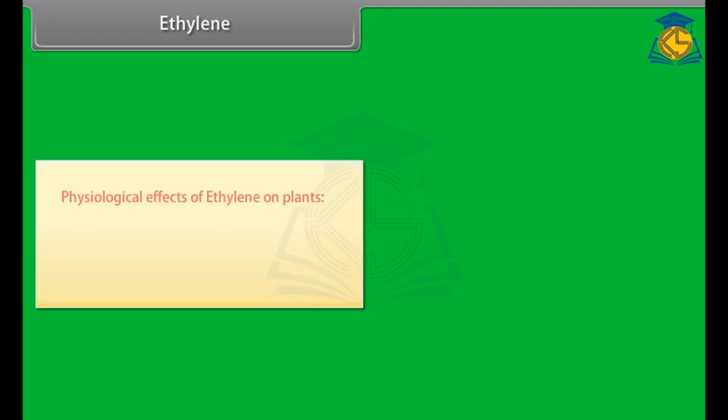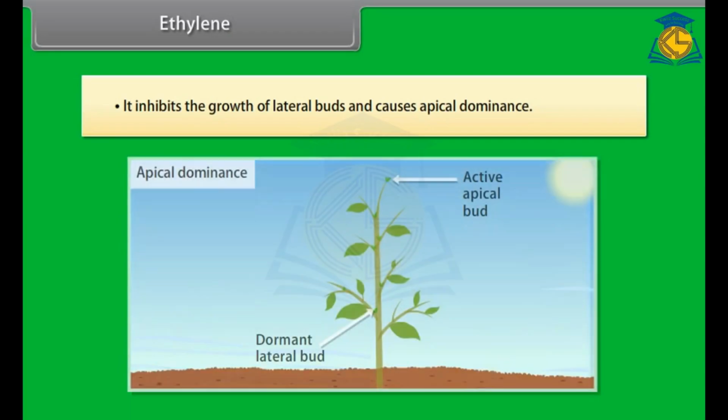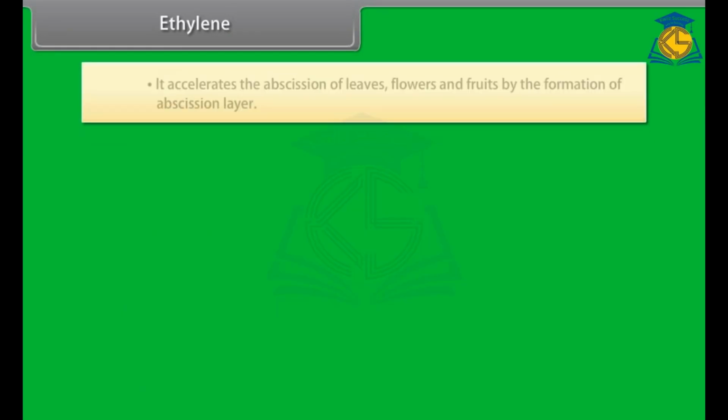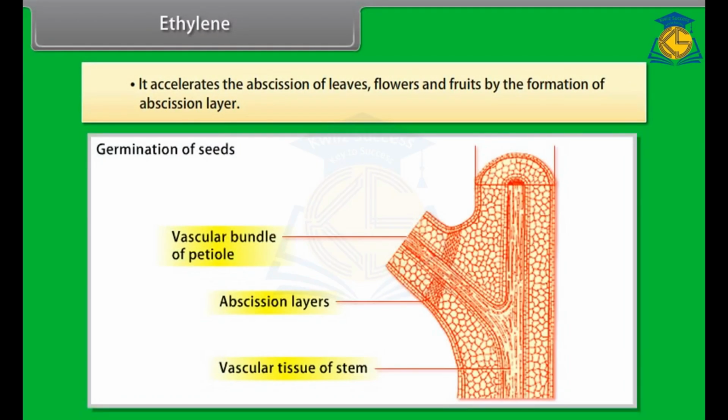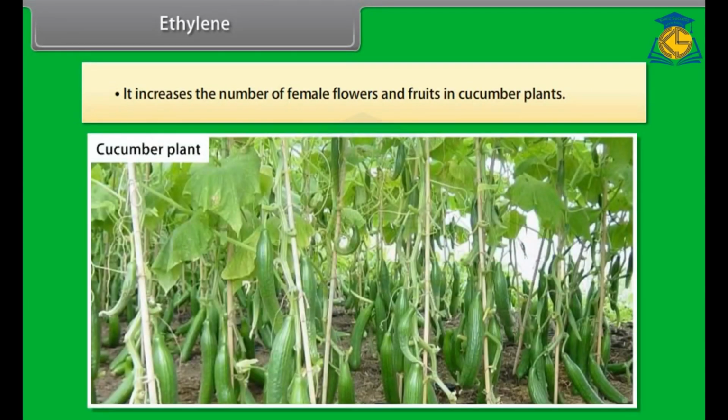Ethylene. Physiological effects of ethylene on plants. It modifies growth by inhibiting the elongation of stem and roots. It inhibits the growth of lateral buds and causes apical dominance. It accelerates the abscission of leaves, flowers, and fruits by formation of abscission layer. It retards flowering in most plants but induces flowering in pineapple, mango and many other plants. It increases the number of female flowers and fruits in cucumber plants.